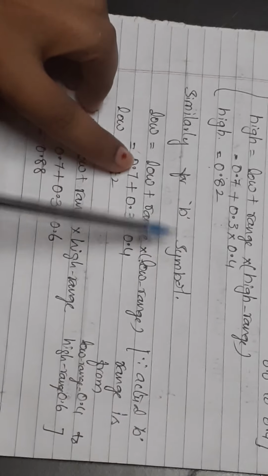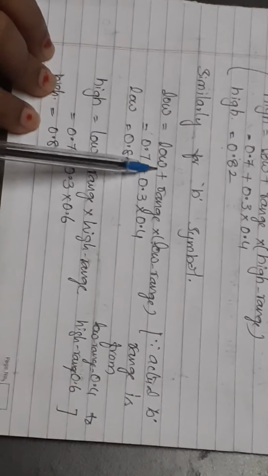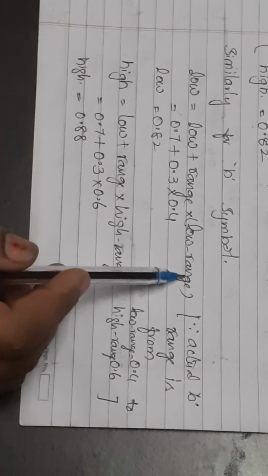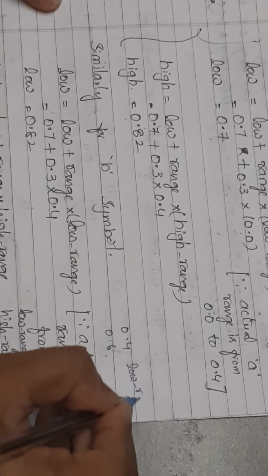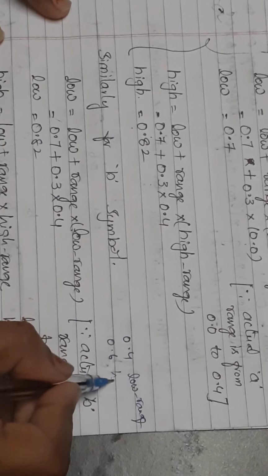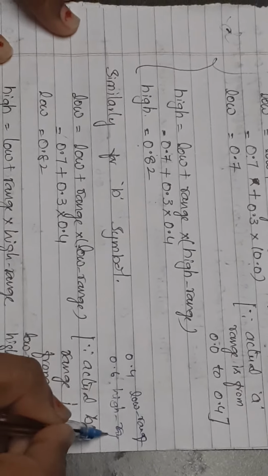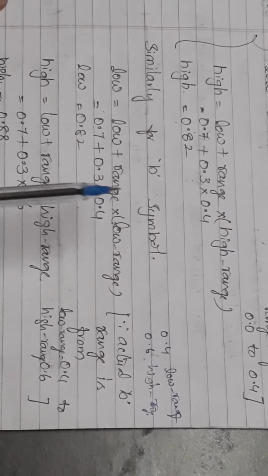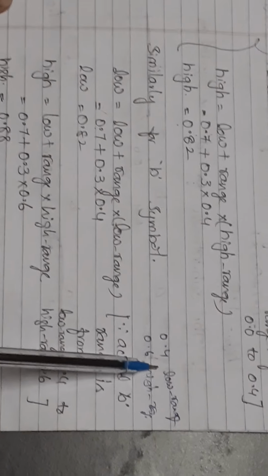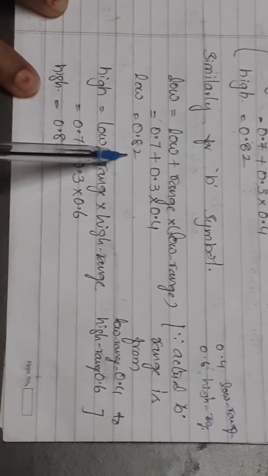Similarly for the b symbol, low is equal to low plus range times low range, as in the equation, and for b the probability subrange is 0.4 to 0.6. Here 0.4 indicates low range and 0.6 indicates high range. After substituting the values, 0.7 is the usual low value, the range is 0.3, and the low range value is 0.4 for the b symbol. After calculating you will get 0.82.